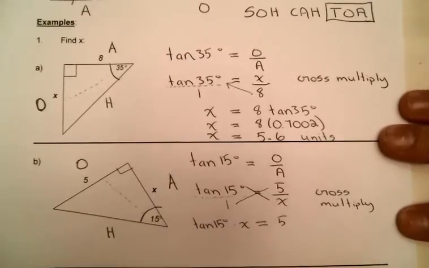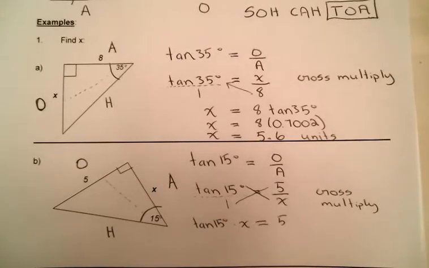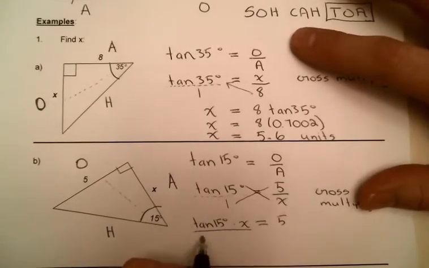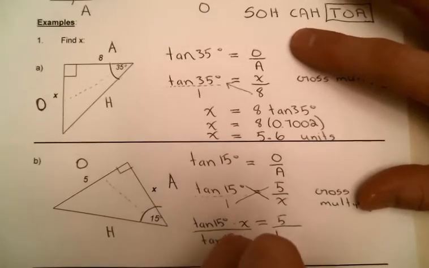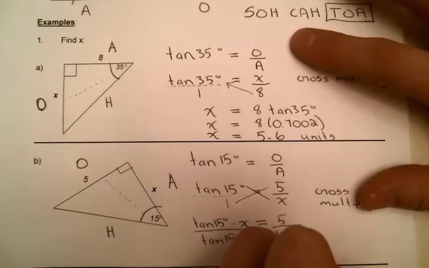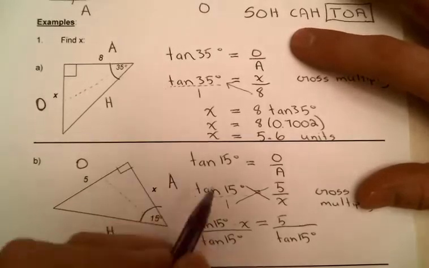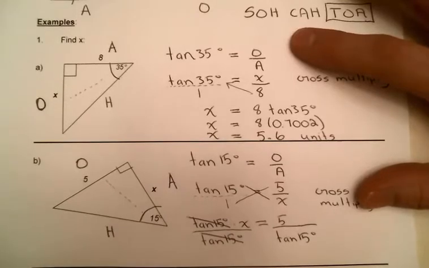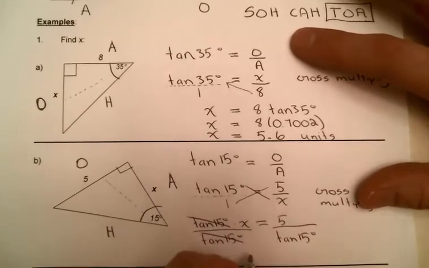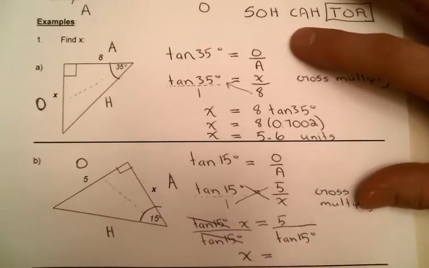Now remember, we want to find x, but tan of 15 degrees is multiplying x. So what you're going to want to do is divide out tan of 15 degrees on both sides. And when you do that, it cancels over here. And then you need to work out the math. You'll have x equals 5 divided by tan 15 degrees.